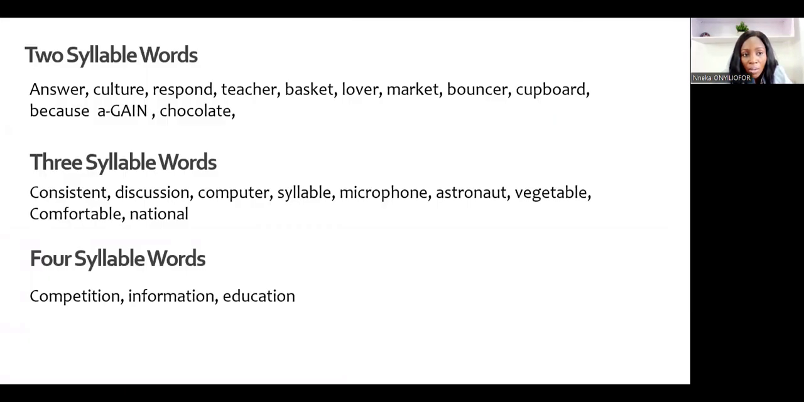Examples of 2-syllable words include answer, culture, respond, teacher, basket, lover, market, bouncer, cupboard, because, again. Examples of 3-syllable words: consistent, discussion, computer, syllable, microphone, astronaut, vegetable, and so on. We have 4-syllable words: competition, information, education, and more.